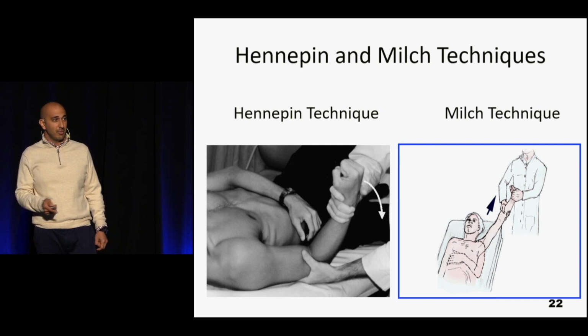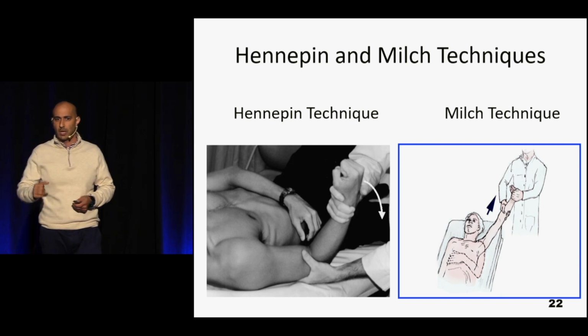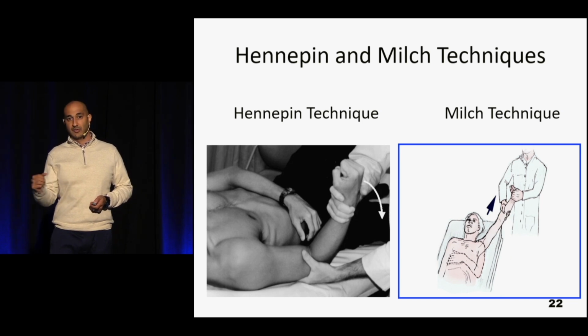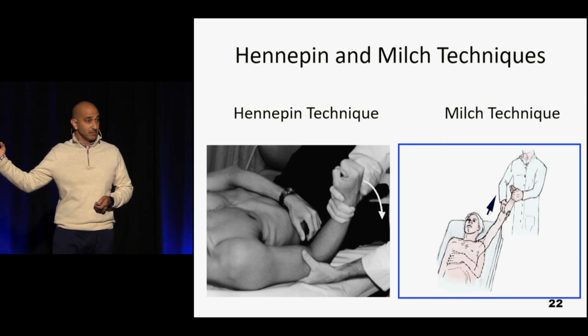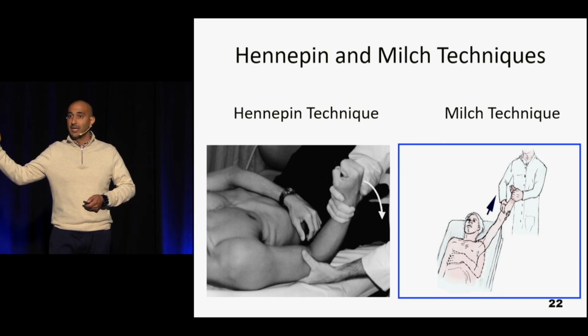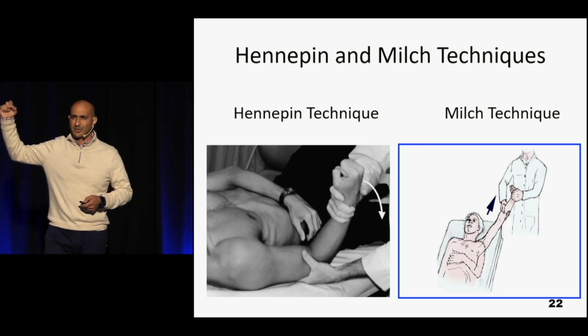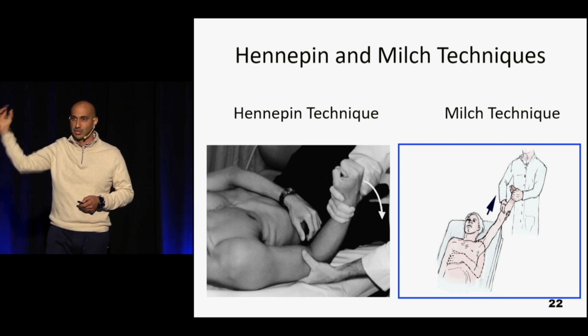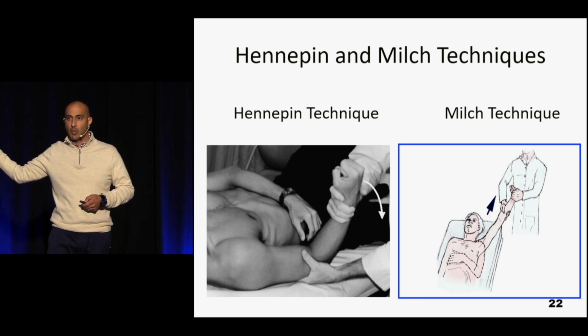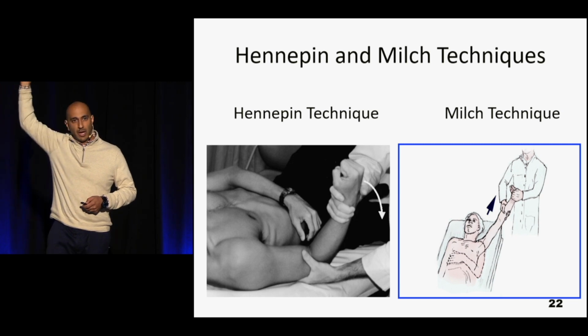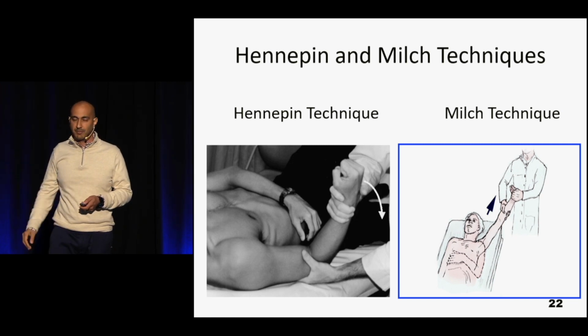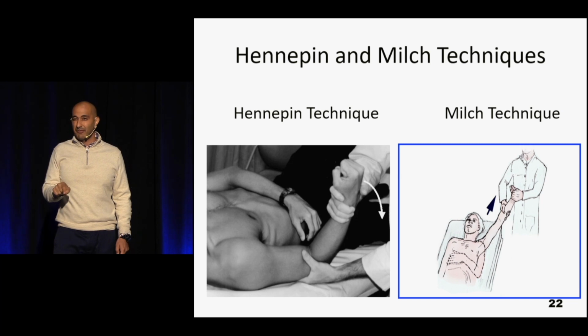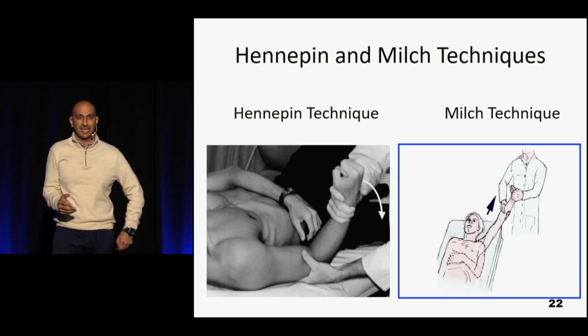Hennepin and Milch. The Hennepin and Milch techniques, I like this a lot. This is something that I've been using since residency and tends to work pretty well. You get the patient out into external rotation. This is the Hennepin. You start them in abduction, and that tends to work a lot of times. If that doesn't work, then you can get them into this Milch position, which is often described as the apple picking position. So you get them into a Hennepin, and if that's not working, then get them all the way up into this Milch position.